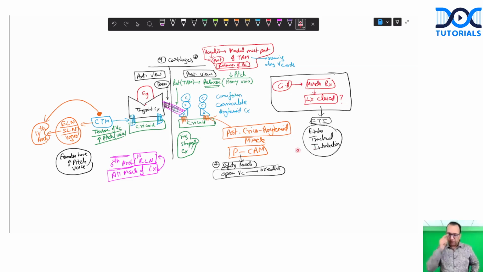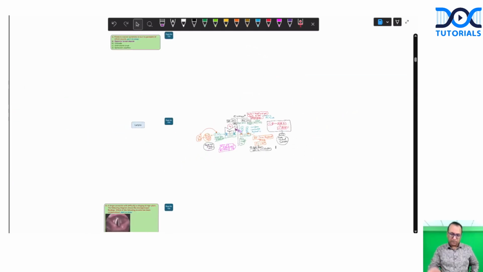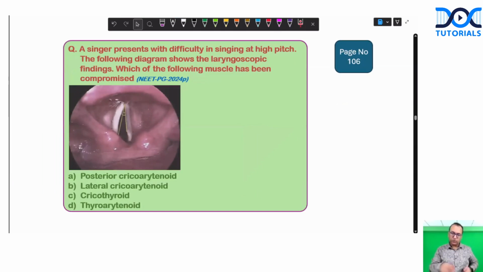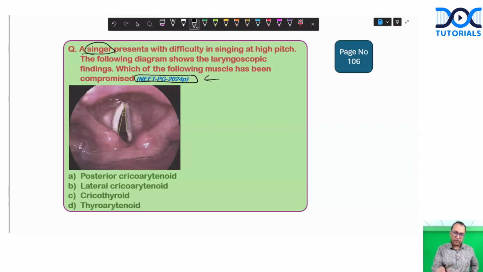Okay, with all that information which you have gathered here, you can come to this question, which is from last year only, 2024. So somehow this question was asking about a singer with difficulty singing high pitch. With that only, you should get the idea. But still, there was a laryngoscopic picture.